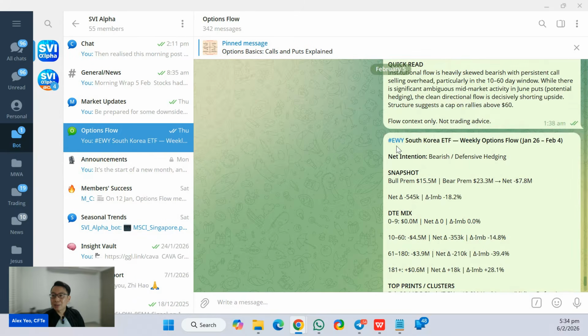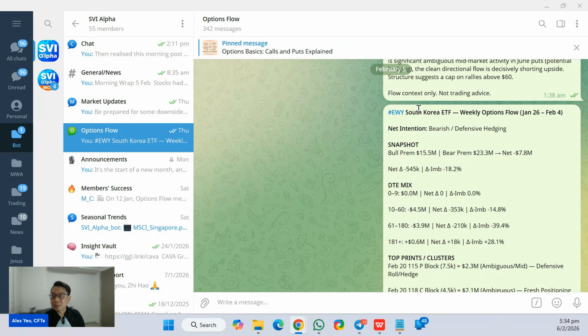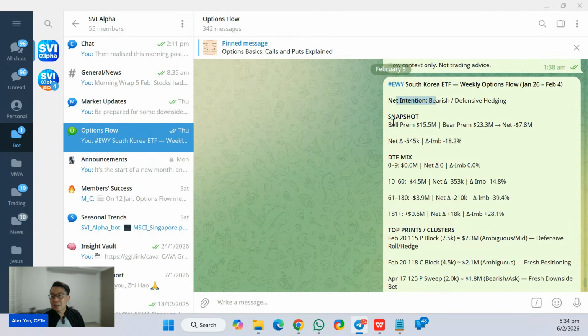I mentioned on this EWY, which is the Korea ETF, about one week plus of flow, January 26th to February 4th. You can see that the net intention I said was bearish. In the snapshot, the money flow was negative, minus 7.8 million. The delta imbalance, which is the directional exposure, was negative 18.2%.